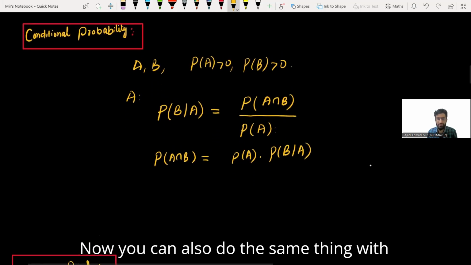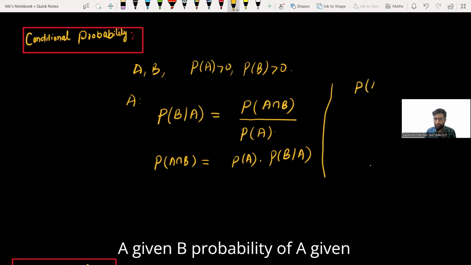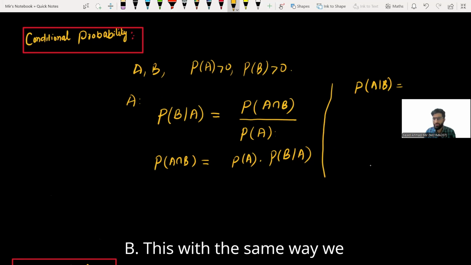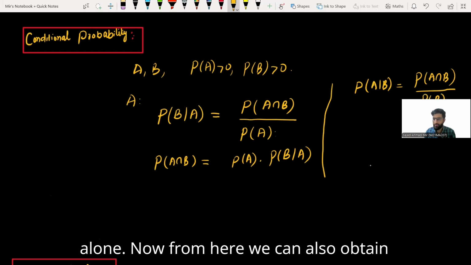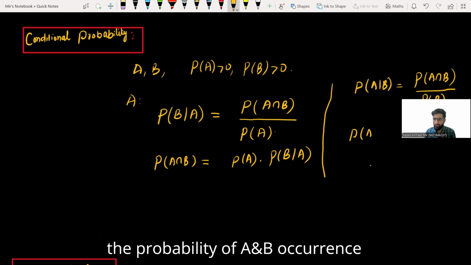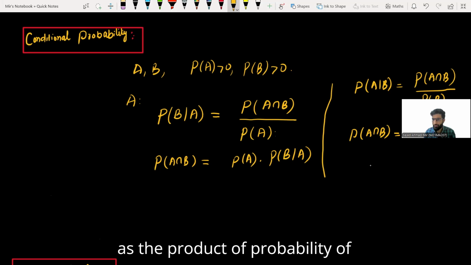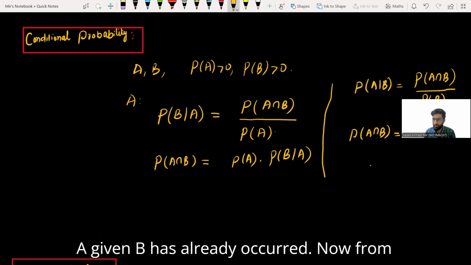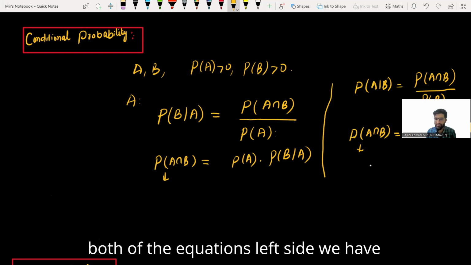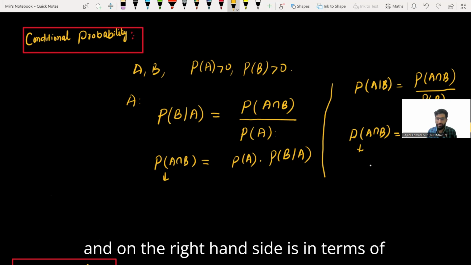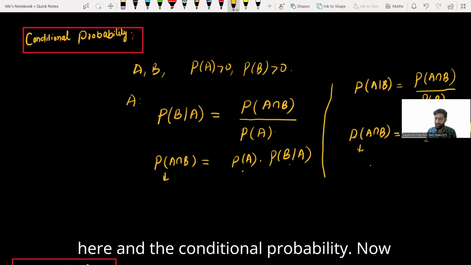Now you can also do the same thing with the probability of A given B. In the same way, we have the probability of A and B together as the ratio to the probability of occurrence of B alone. From here we can also obtain the probability of A and B occurring together, which means these events occur together. This we can obtain as the product of the probability of occurrence of B times the probability of A given B. Now from here and from here, we can see that on the left side of both equations we have the probability of occurrence of A and B together, and on the right-hand side is the probability of A and its conditional probability, and the probability of B and its conditional probability.